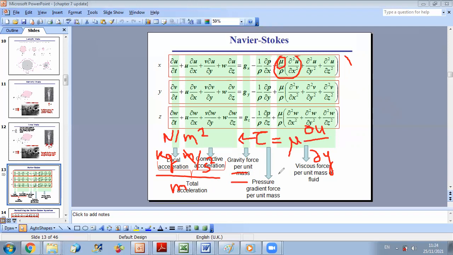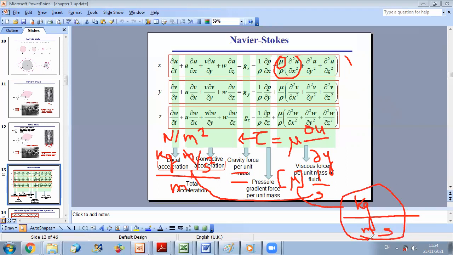mu. We don't know the unit of mu. We want to try to find what is the unit or what is the dimension, if you want, of mu. Okay, now for del U by del Y, it is meter per second over meter, so it's just 1 over sec. So now if you take second to the other side, you will get that the unit of mu is kilogram over meter sec. Okay, so this is the unit of mu.